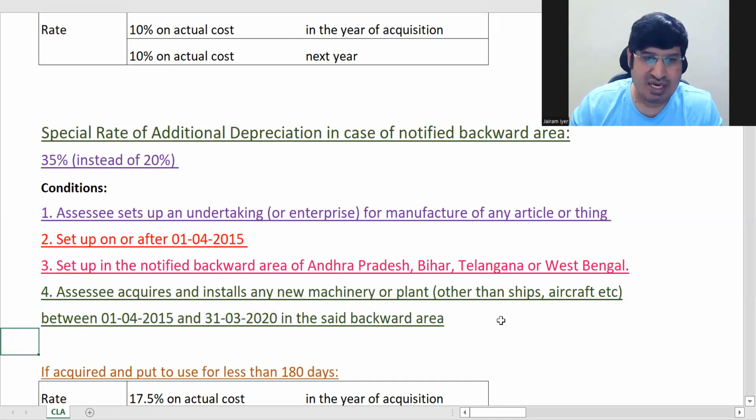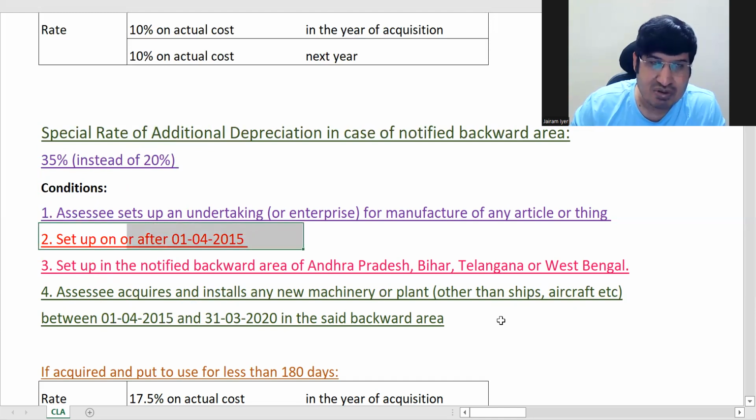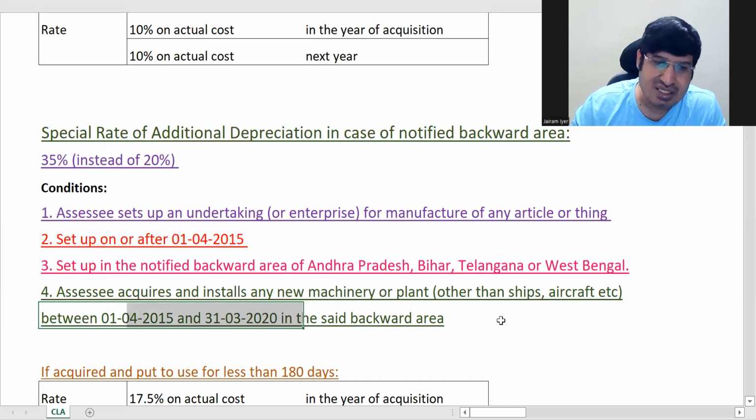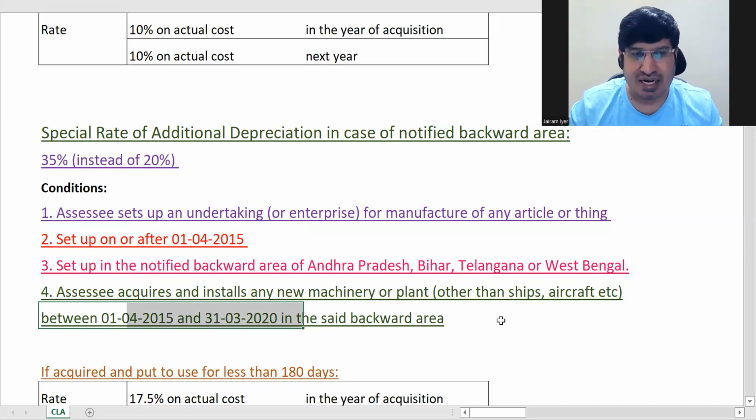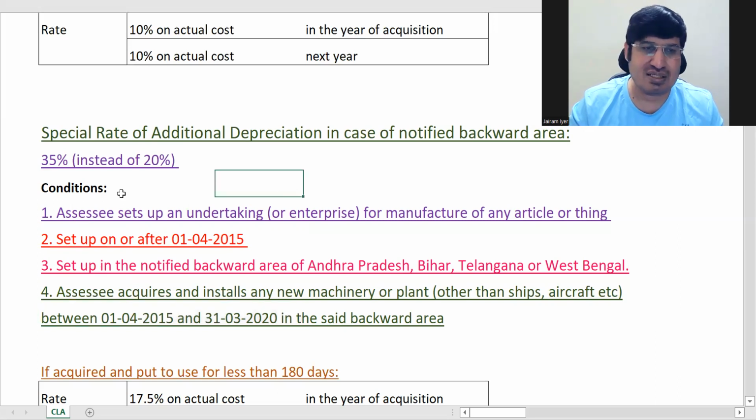So basically, additional depreciation in backward area versus additional depreciation: what is the difference? Only the setup date is there, 1/4/2015, and acquires and installs also the date is different, 1/4/2015 to 31/3/2020. And the names of 4 states. Other conditions same. And remember that rate is 35% in place of 20%.